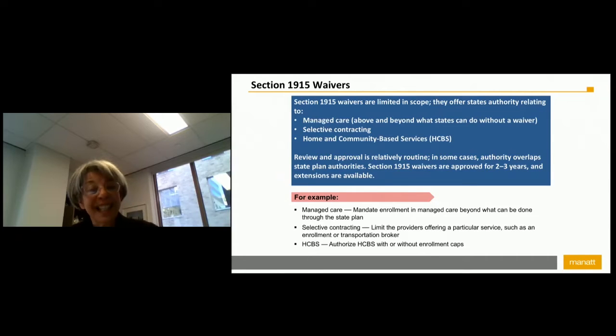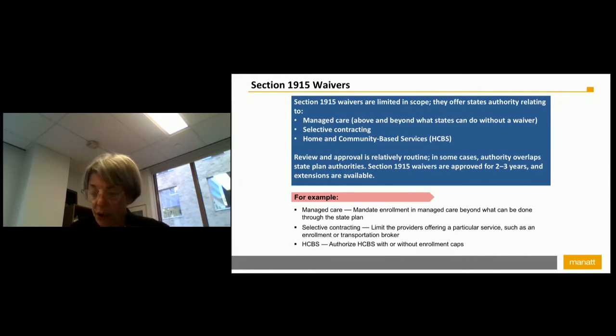Review and approval is not automatic, but it is relatively routine because the discretion is granted, but it is a bit limited. So you can do certain things under 1915(b) and certain things under a 1915(c) waiver. A state says, here's what I'm going to do, and the federal government reviews it. They're usually good for 2 to 3 years, and then they're renewed, and often they are regularly renewed. And a state may have a 1915(b) or a 1915(c) waiver for decades, sometimes with changes and sometimes staying close to what the original was. So I think I ran through some of the examples.